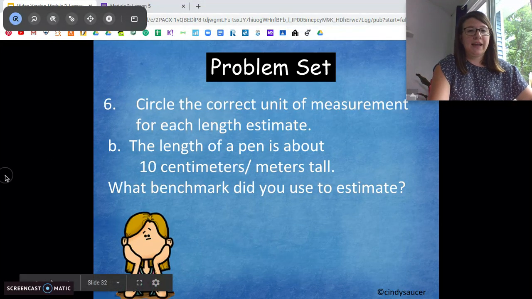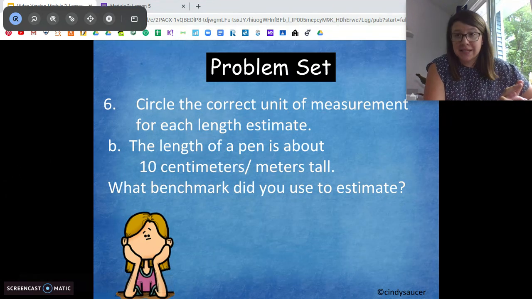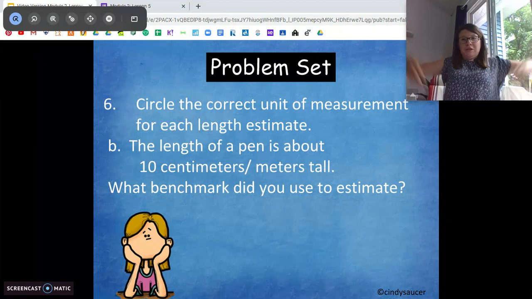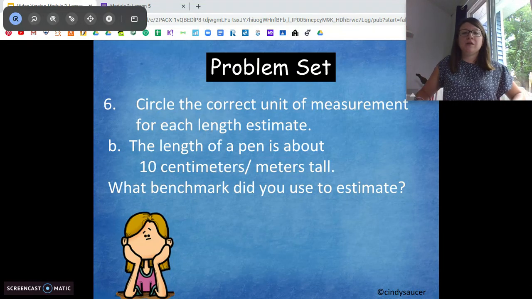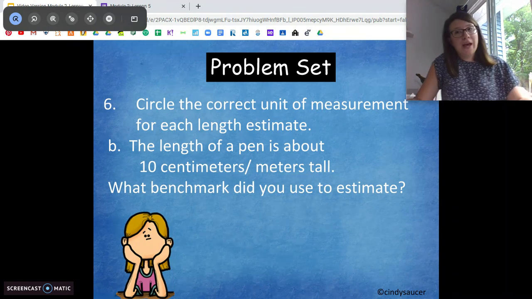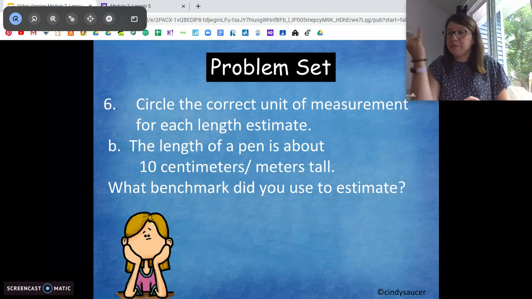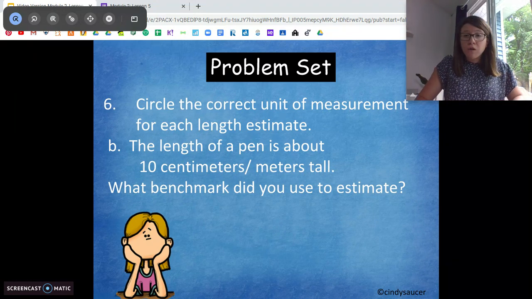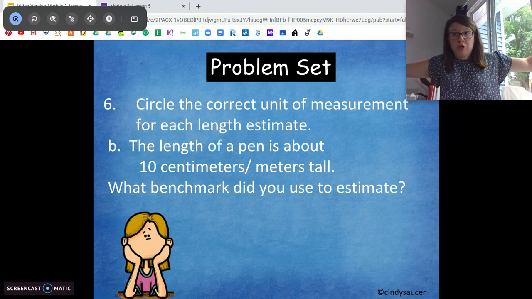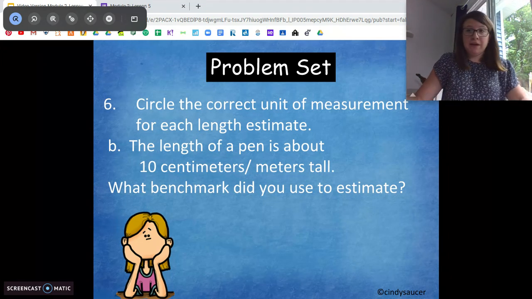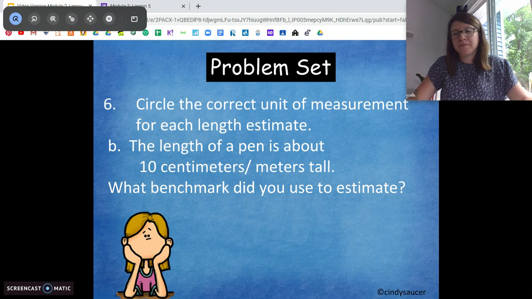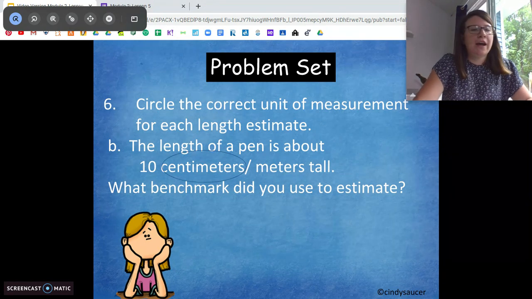B says the length of a pen, it's going to tell you the answer in a second, is about 10 centimeters. Remember, these are centimeters. You can't even see. These are meters. 3 rulers are a meter. Would you estimate a pen is 10 centimeters long? So 10 of these guys long? Or 10 meters long? I can't even make my arms that big. What would you think? What is your estimate of a pen? 10 centimeters. Yeah, I agree.